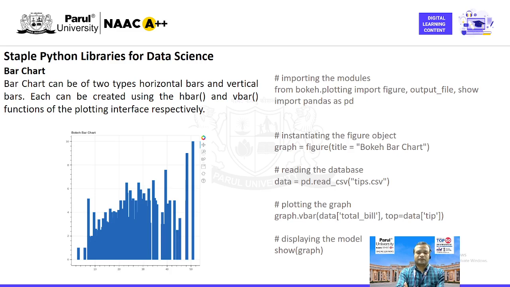Instantiating the figure object: graph is equal to figure, title. You can give a bokeh bar chart. Reading the dataset, then plotting the graph. So you want to draw a vertical graph here.